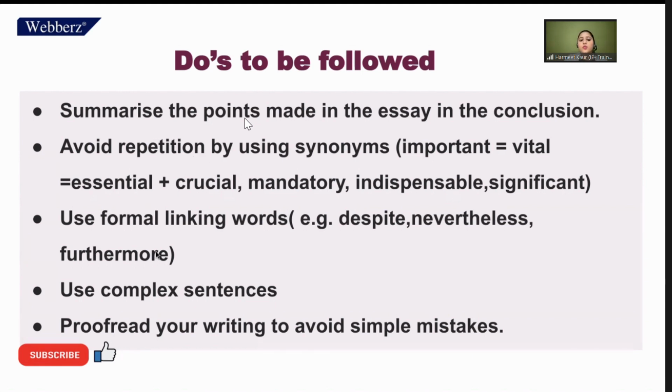Next thing is use formal linking words. Yes, you have to use some formal linking words, which we call connectors also, like despite, nevertheless, or furthermore. Next thing is use complex sentences. Now, this is especially for journal training people, because they can use them. If academic people are not able to use complex sentences, don't worry, do not rush after this. You can use simple and clear language as well, and still you can have a better score, but it has to be correct.